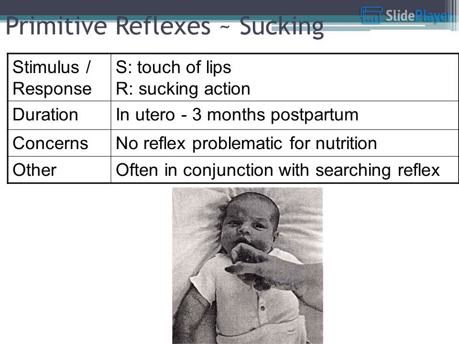Primitive reflexes: sucking. Stimulus, response: touch of the lips produces a sucking action. Duration: in utero to 3 months postpartum. Concerns: no reflex is problematic for nutrition. Other: often in conjunction with the searching reflex.